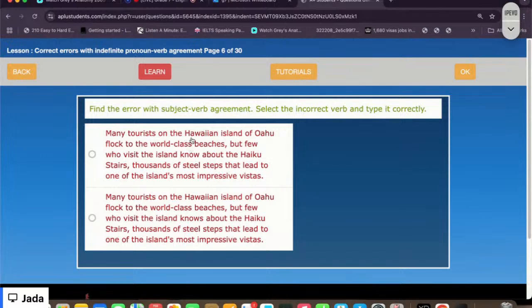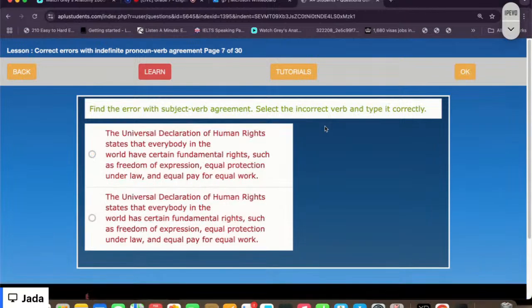So many tourists on the Hawaiian island of Oahu flock to the world class beaches. But few who visit the island know about the Haiku Stairs, thousands of steel steps that lead to one of the island's most impressive vistas. So, what is the right one? We have the verb. We have to check that. So we have knows and know, but few. But the thing is that few over here is a plural. So you need to have a plural verb without s.